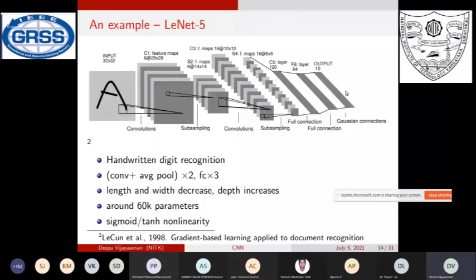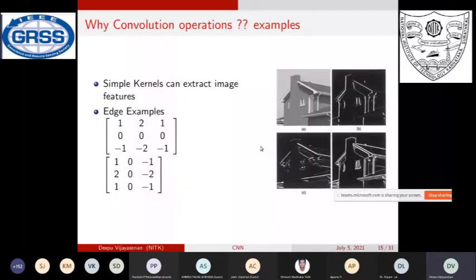Now let us go to the next thing. Why do we do all this convolution? What is special? The convolutions are used to actually extract simple image features. For example, I have put 2 different kernel values here. This is one kernel and the bottom one is another different kernel.